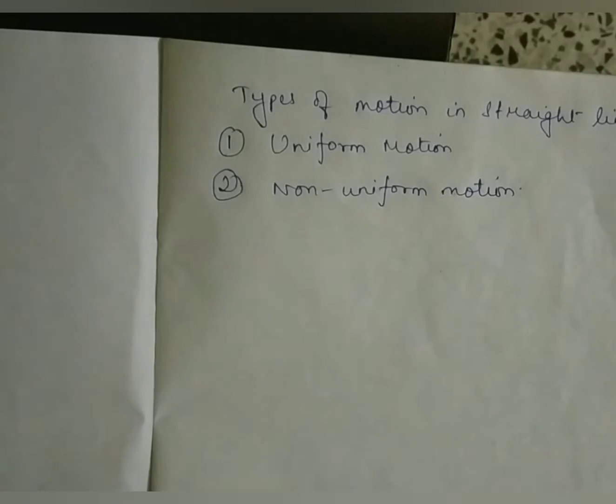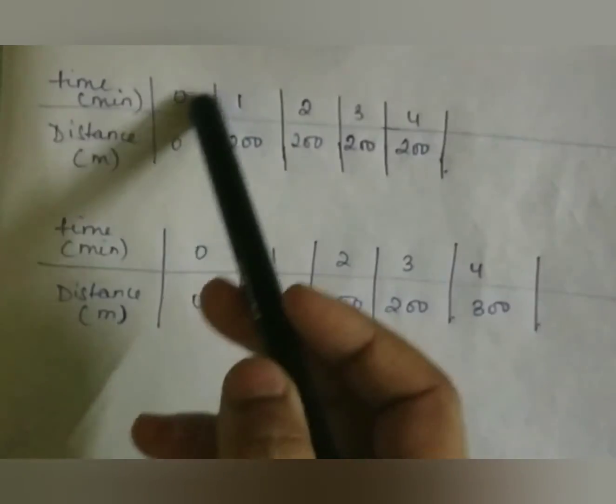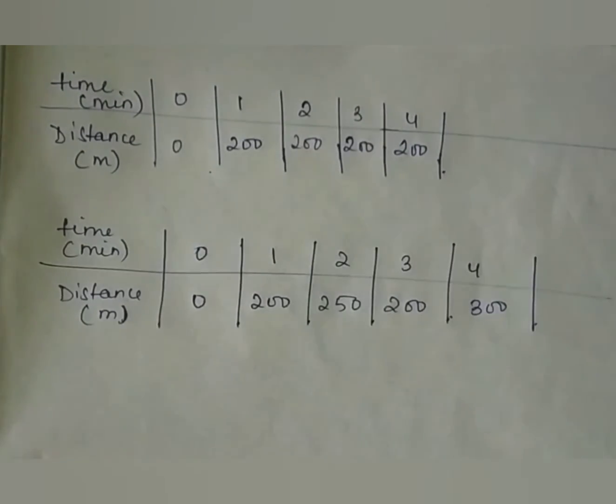Now let us discuss types of motion in a straight line. So motion in a straight line is of two types. One is uniform motion and the second one is non-uniform motion. Now what do we mean by these both terms? Suppose you started from your house to the market. Just before you started, we take the time to be 0 and the distance traveled is obviously 0.